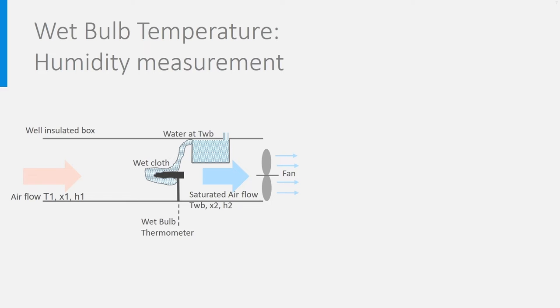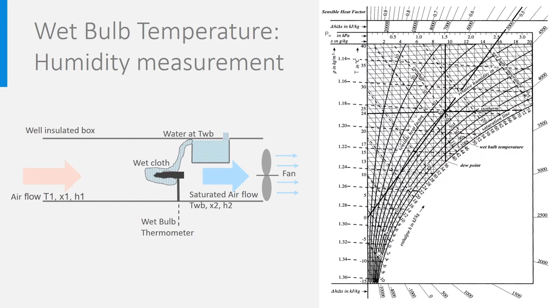The wet bulb lines on the Mollier diagram show the combinations of temperature T1 and absolute humidity X1 leading to a specific wet bulb temperature. If we look again at the figure on the left and we add in the box a thermometer measuring the temperature of the air, the dry bulb temperature, we can then determine very interesting properties. The crossing point of dry bulb and wet bulb temperature tells us the absolute and relative humidity of the air. Such an experimental setup is called a psychrometer.